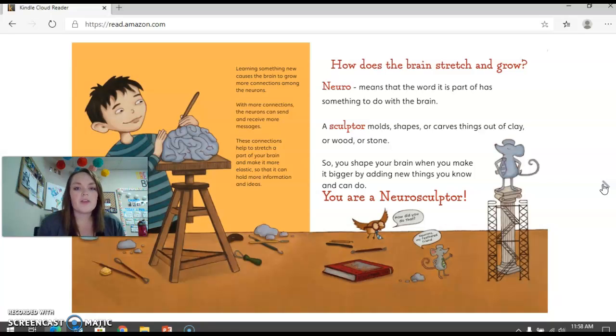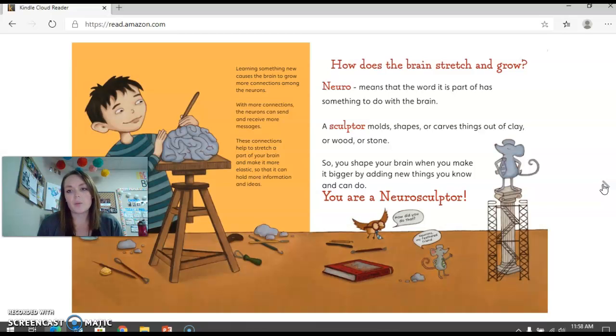Learning something new causes the brain to grow more connections among the neurons. With more connections, the neurons can send and receive more messages. These connections help to stretch a part of your brain and make it more elastic so that it can hold more information and ideas. How does the brain stretch and grow?